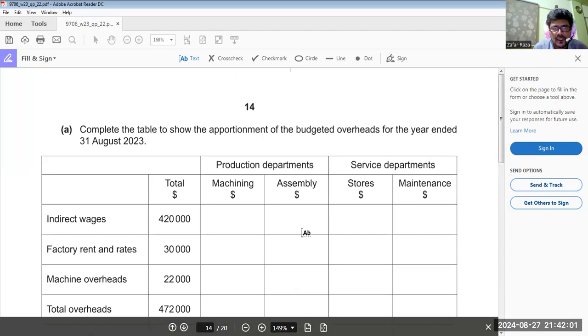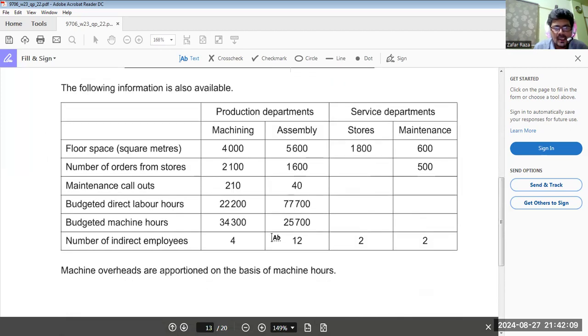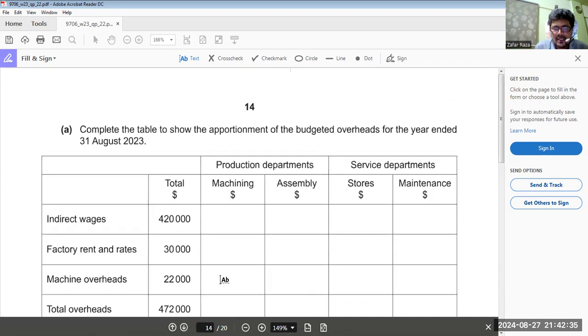Now we have to apportion indirect wages, but on what basis? I think the best way of apportioning the indirect labor is to use number of indirect employees. So if we get the total of indirect employees 4 plus 12 plus 2 plus 2, it means we have 20 total employees. So we will divide the cost of indirect labor on the basis of number of employees. Getting my point clear? So how to calculate this?